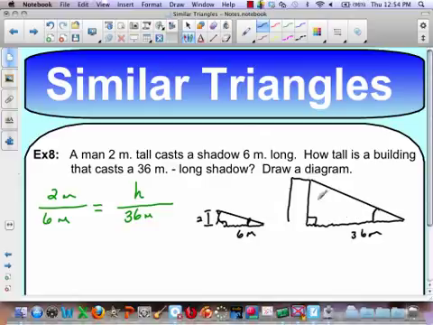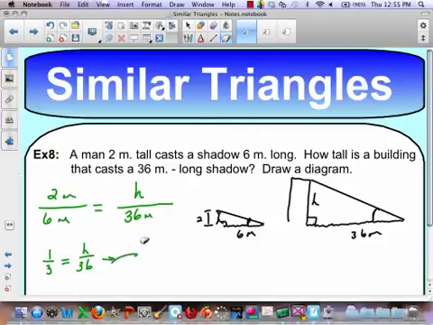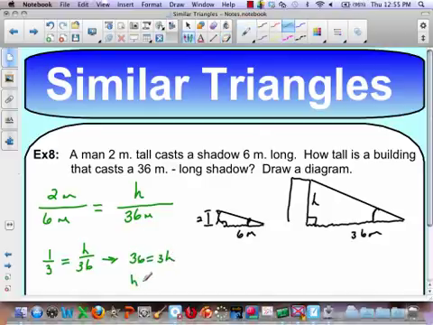So these are similar triangles, and we need to figure out the height of our building. One thing that I would always suggest to you guys is to reduce the fraction if you can. I know we did not on the previous problem, but if you can reduce it, I definitely would. So how does 2/6 reduce? 1/3 equals h over 36. If we cross multiply, we get 36 is equal to 3h. H is 12. So how tall is our building? 12 meters. All right, that's pretty much it.